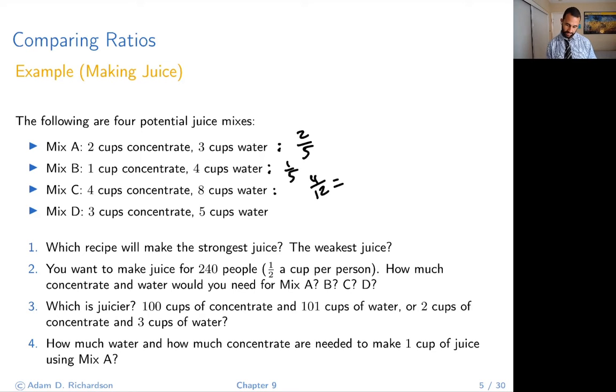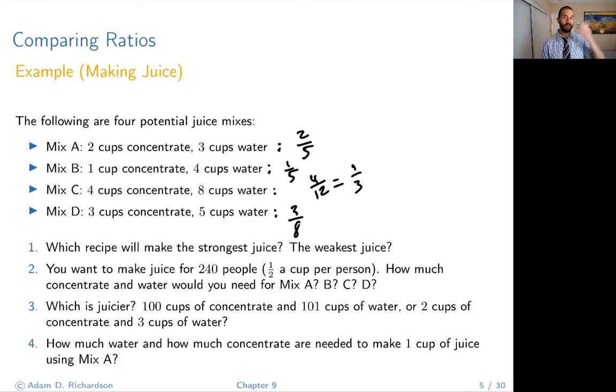We could actually reduce that, right? What is that, 1/3? Yeah. And then the last one, 3 cups of concentrate to 5 cups water, that's going to give us 3/8 concentrate to total mix. And so now we're basically trying to say which one of these numbers is the largest. Because the largest ratio here is the one that's going to be the strongest juice because we're comparing the concentrate to the total mix.